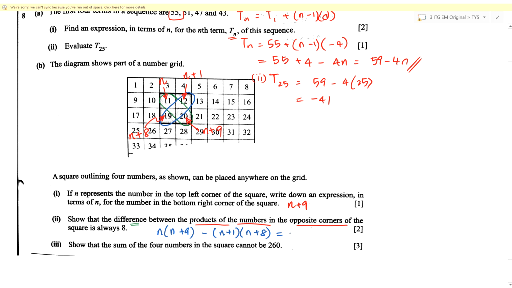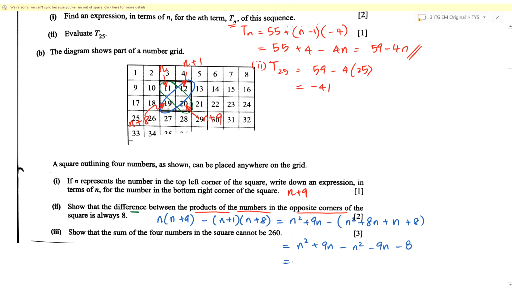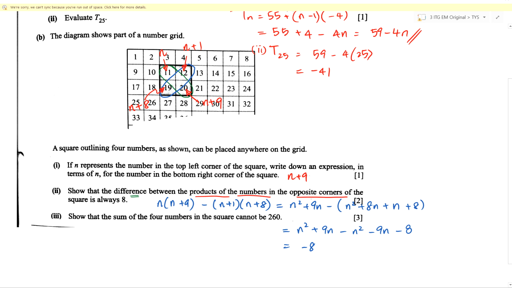We see that this is going to give us n squared plus 9n, take away, expand the other product, so n squared plus 8n plus n plus 8. So here we get n squared plus 9n minus n squared minus 9n minus 8, leaving us with negative 8. So what I have just done over here is to take the smaller number minus the bigger number. That is why I had a negative. Okay, so from here on, we can conclude that the difference is 8.